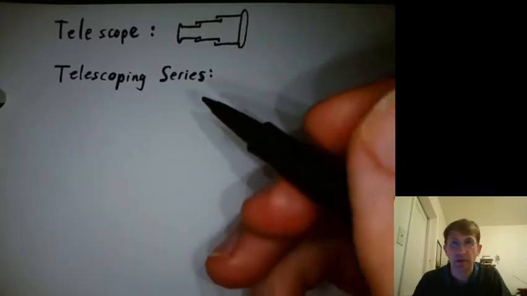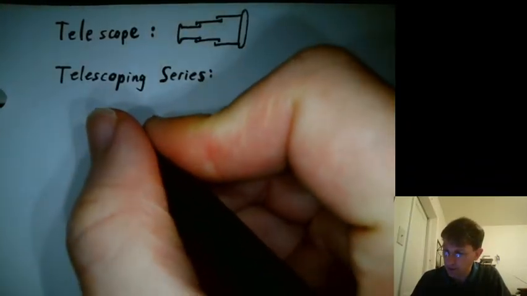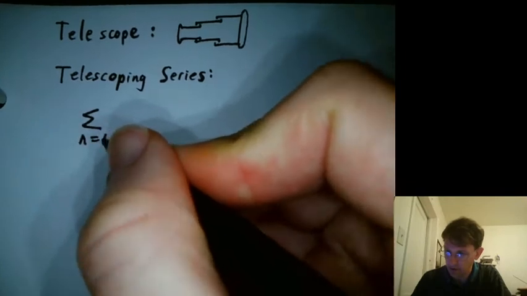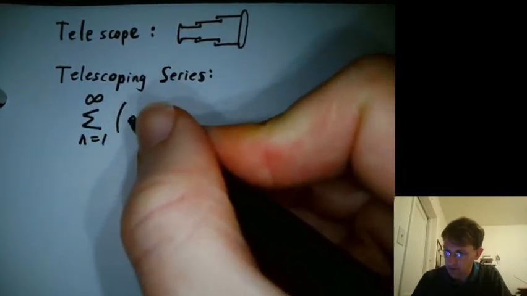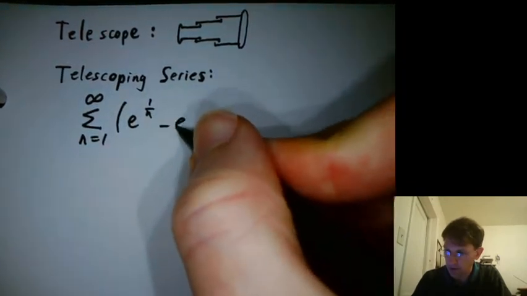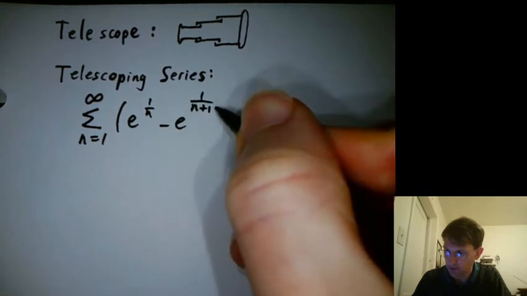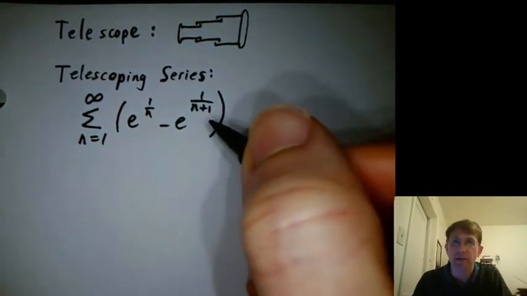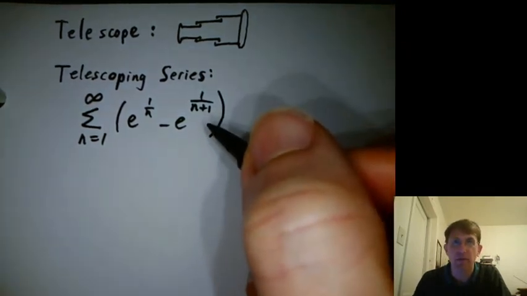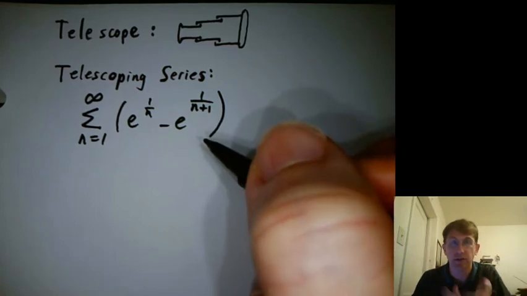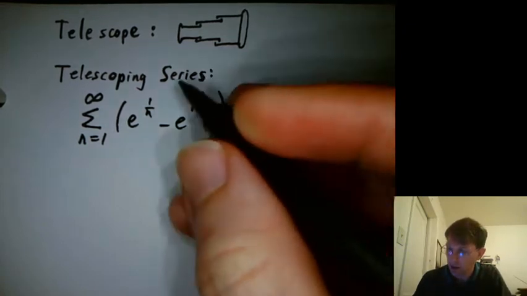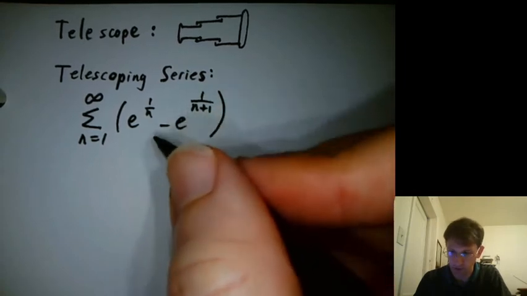So what does it mean for a series to telescope? Let's try a series like the sum from n equals 1 to infinity of e to the 1 over n minus e to the 1 over n plus 1. Now this is a little bit silly of a series, but there are other telescoping series that happen in the homework, so we'll just go with this one for now.